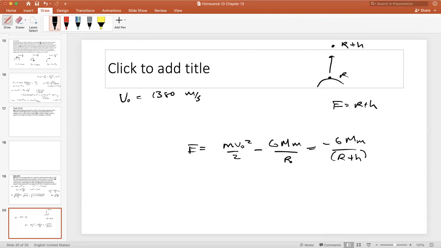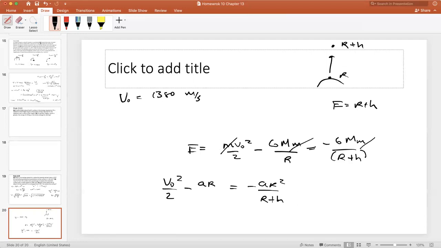We want to know what this r is, and that's a little difficult. So let's start off by, we want to know what this h is, I'm sorry. So we start off by getting rid of m, all these m's, okay? And we're also going to put AR squared in for GM. So we see that we get V naught squared over 2 minus AR squared over R is equal to minus AR squared over R plus H. Now we could get rid of that and just write it as A over R. It makes it a little bit easier.